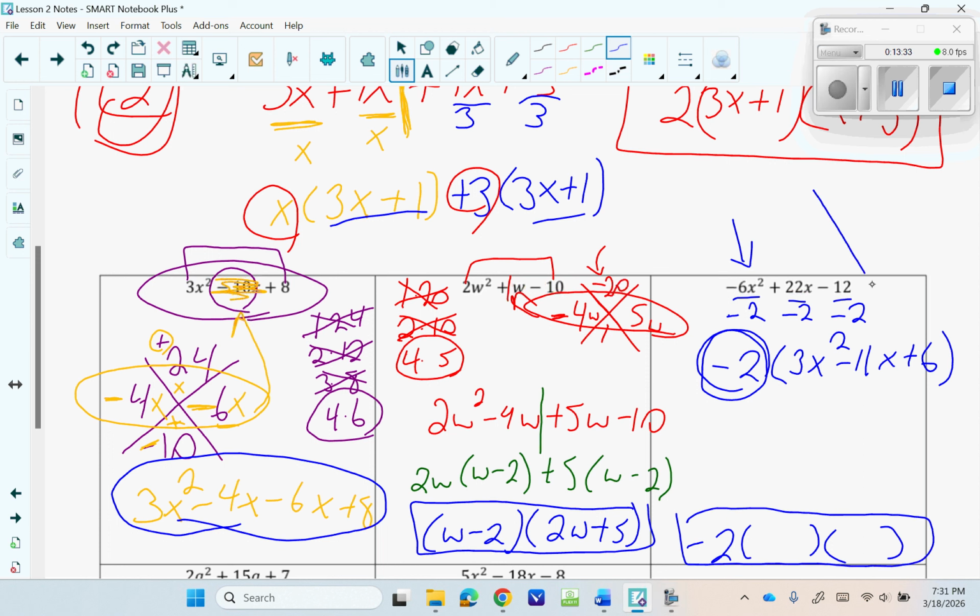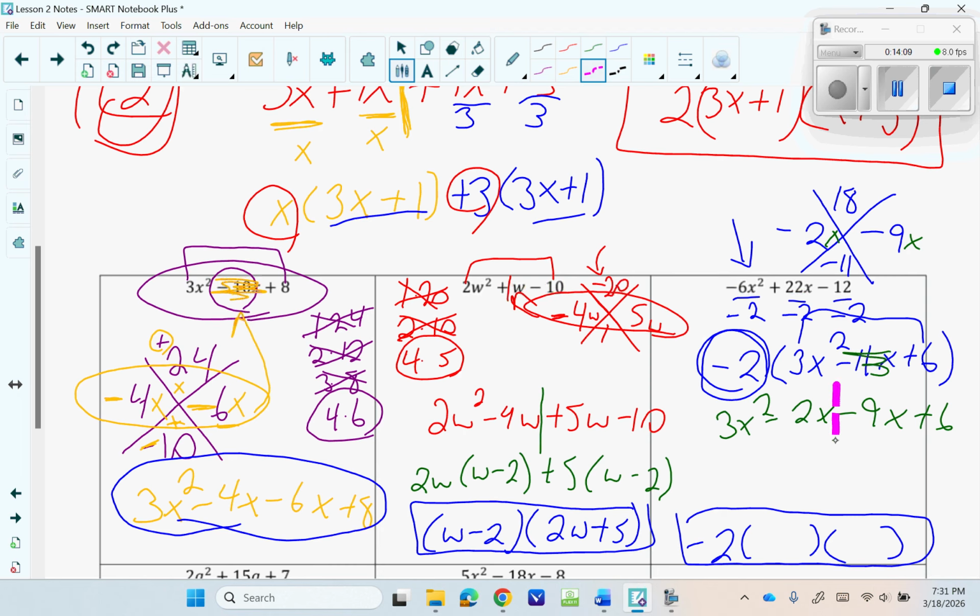Okay, so let's do the x method. So 3 times 6, that's 18, and then I have a negative 11. So two factors of 18 that add to give me negative 11. So negative 2 and negative 9. It doesn't matter if you had negative 9 and negative 2 here. Either way works. Okay, so I'm going to say 3x squared. I'm not going to use that one. I'm going to use this one up here. Minus 2x minus 9x plus 6. I'm going to draw a line in the middle. And do factor by grouping.